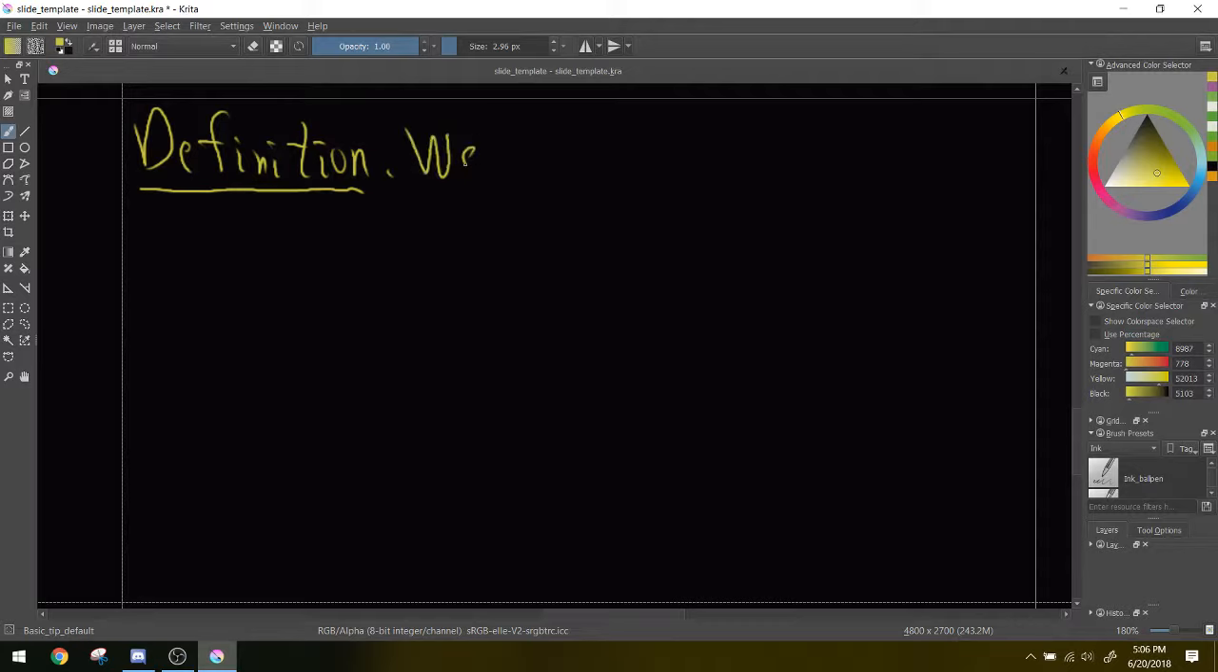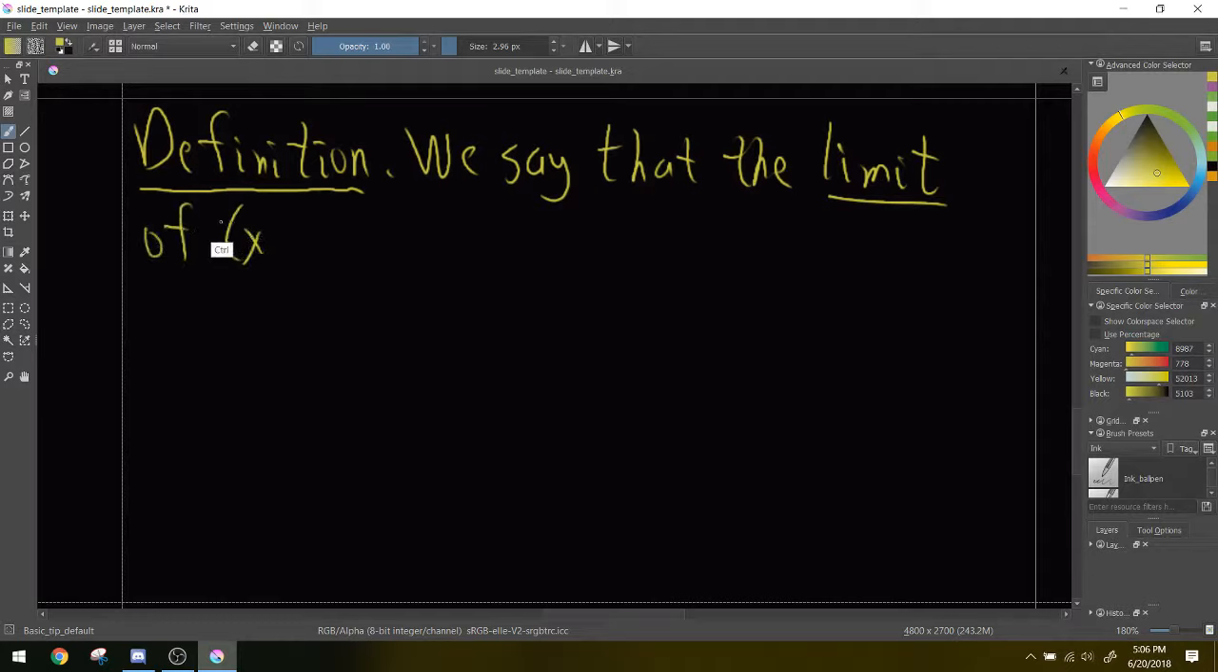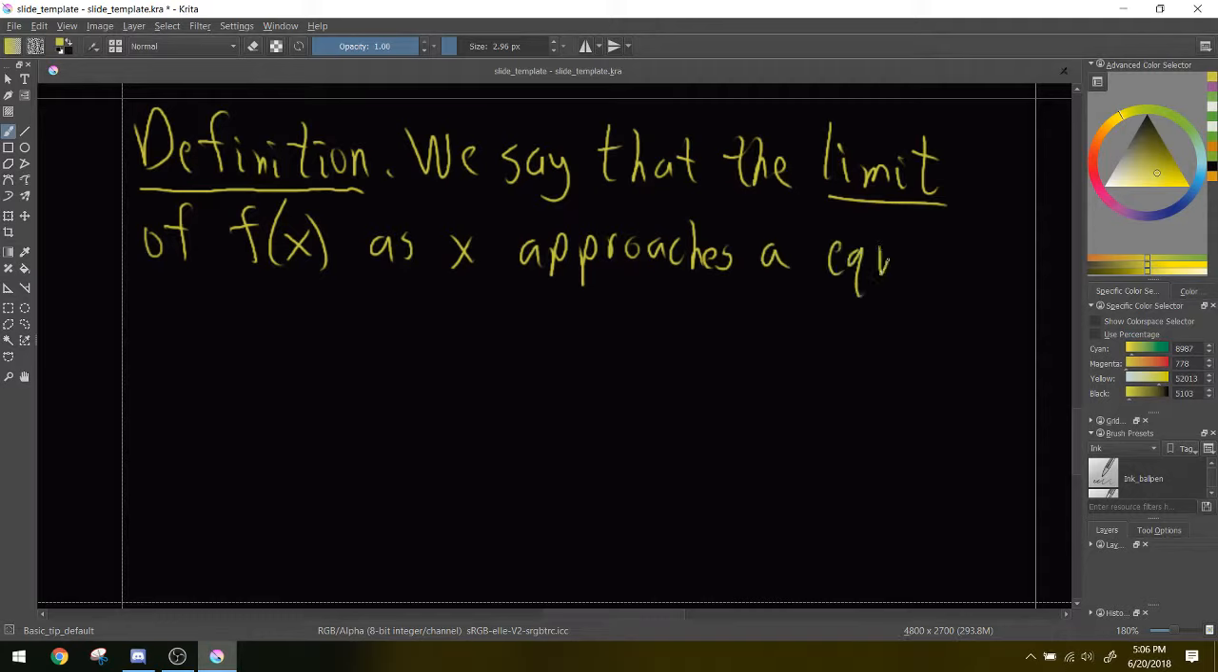So we say that the limit as x approaches some value a, so I'll underline limit because that's the word that we're defining, the limit of a function f of x, as x approaches a, so x is getting closer and closer to some input point a, equals L. So capital L will be the value of the limit.